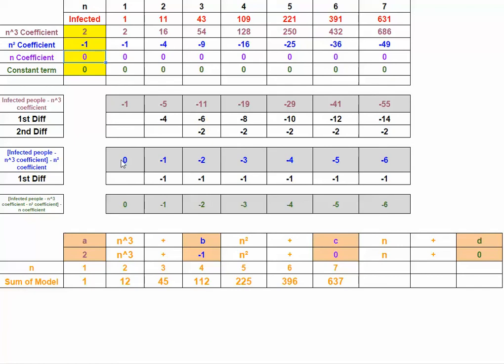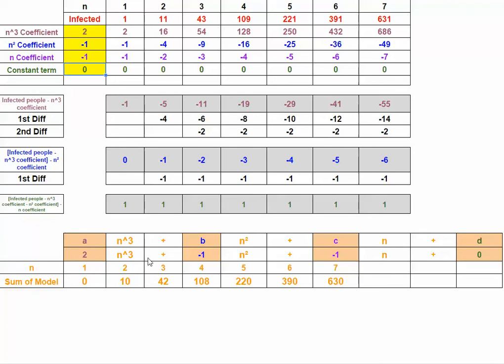So again, the next grey row shows me the difference between my current model, shown at the bottom, 2n cubed minus n squared, and the actual data. So my current model's predictions, 1, 12, 45, 112, are actually off the actual data by 0, minus 1, minus 2, minus 3, minus 4. This is a linear sequence now, because we can see the first difference is constant. And for the linear sequence, whatever the first difference is, that's the times table we're in. That makes sense, that's what a times table is. 4 times table means add 4 every time, minus 1 times table means take 1 every time.